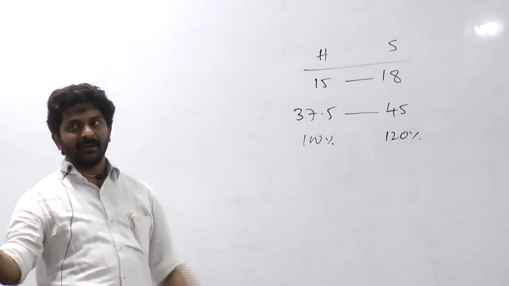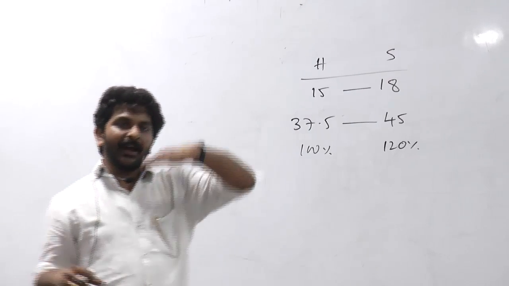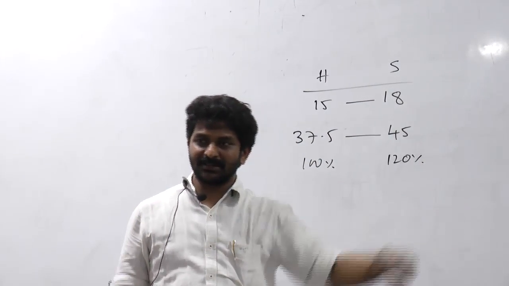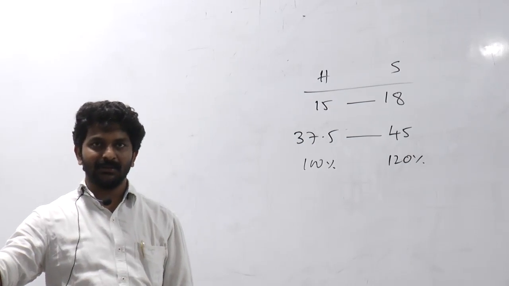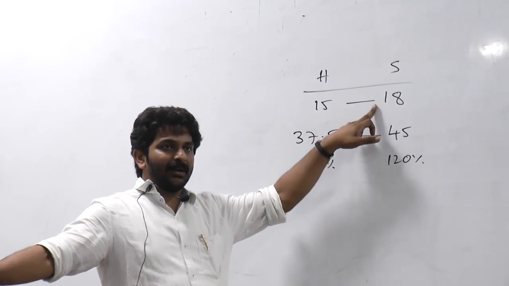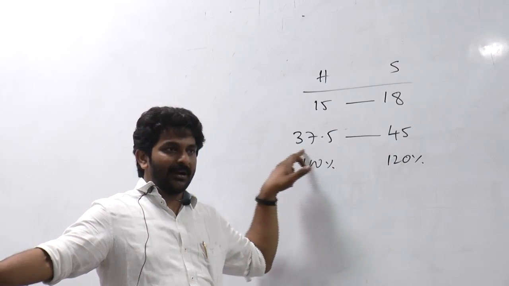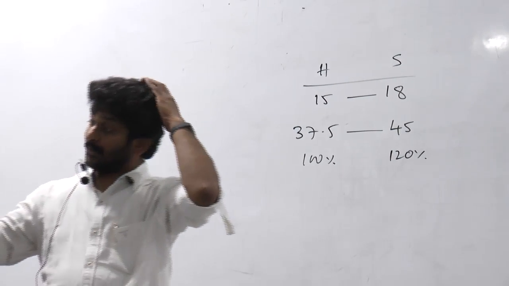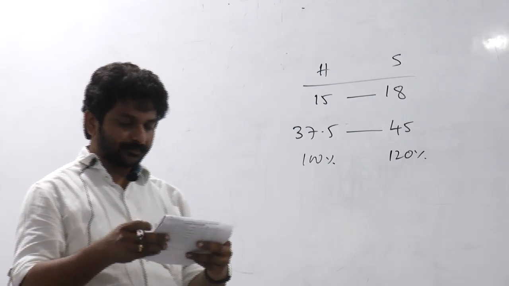So the height is 37.5. See, if the height increases, in the same proportion the shadow increases. So both are directly proportional. The height is 15, shadow becomes 18. If the shadow is 45, how much is the height? 37.5. Same proportion. Next, the answer is none of these.